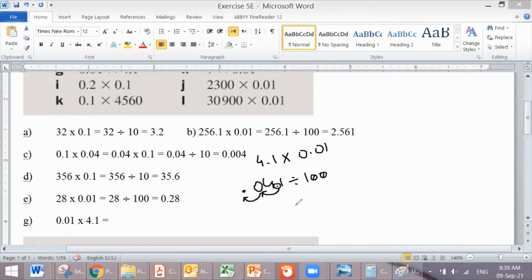Okay. And who is this grade 6? Please change your name. 0 point. Yes, it will be 0. Okay, this one is Makram. So Makram, you need to change your name. And our answer will be 0.041. Yes, Mahmoud Hassan, very good.